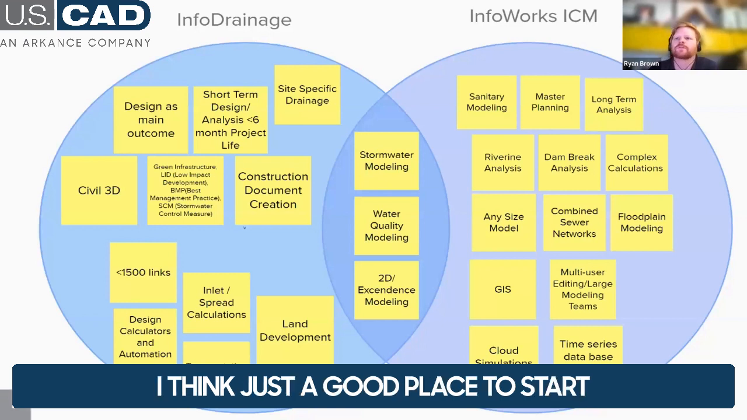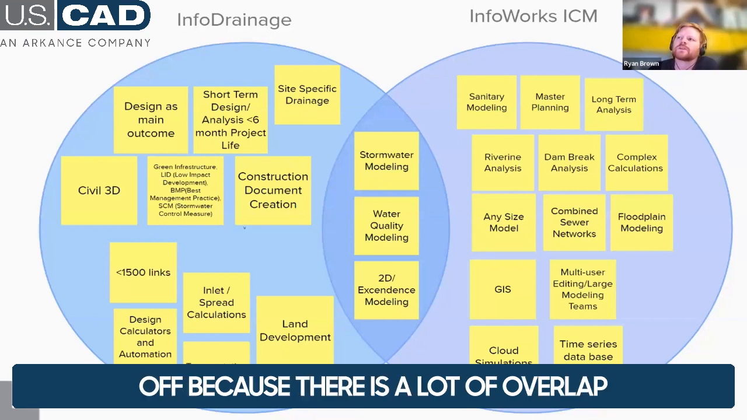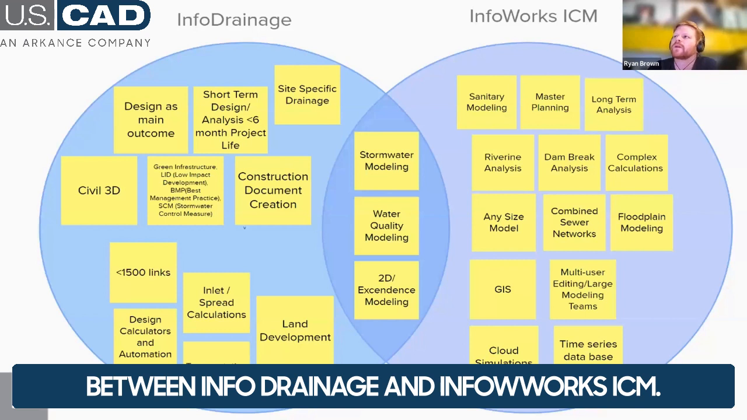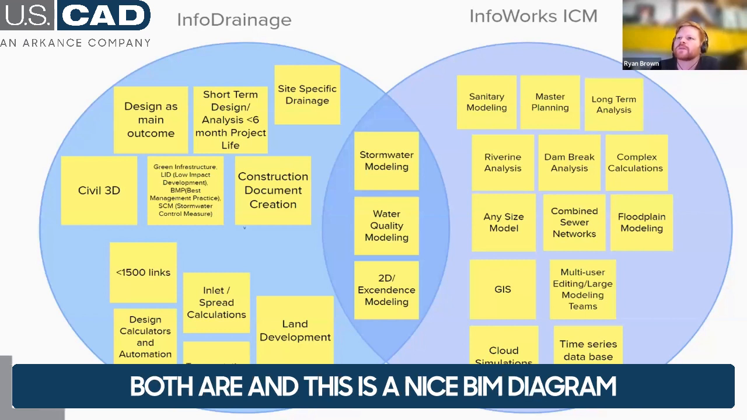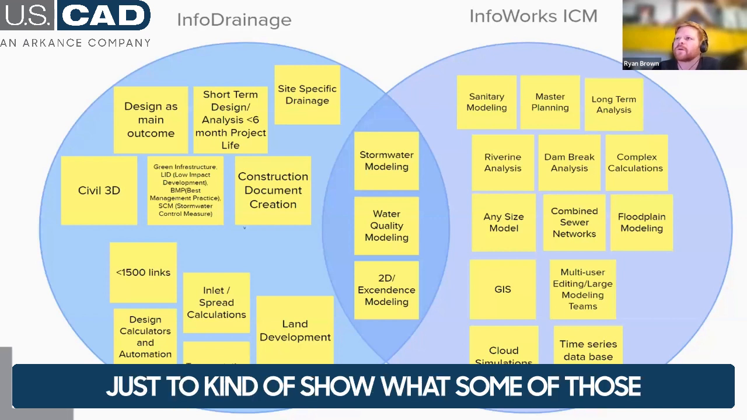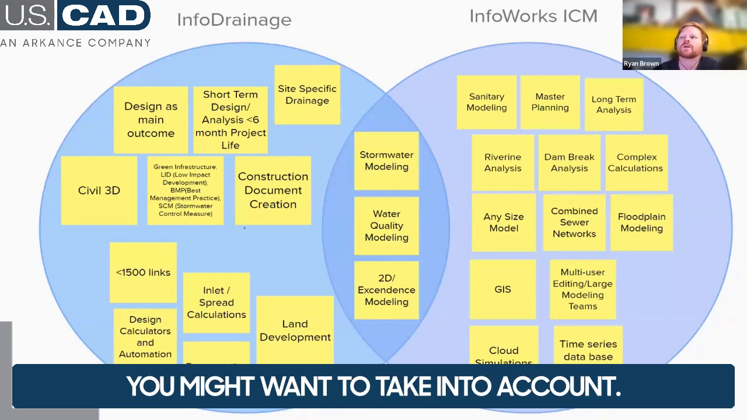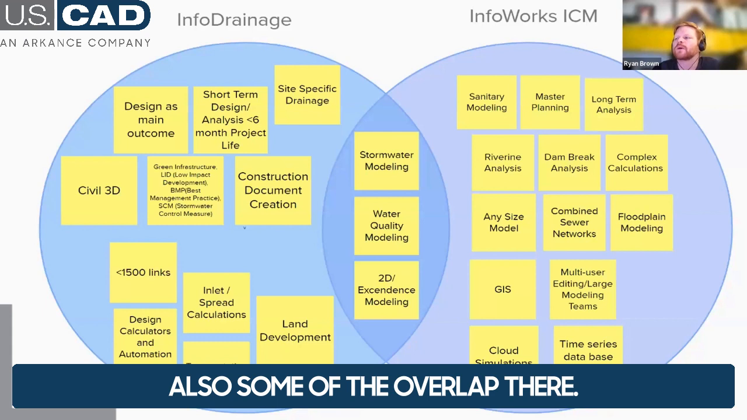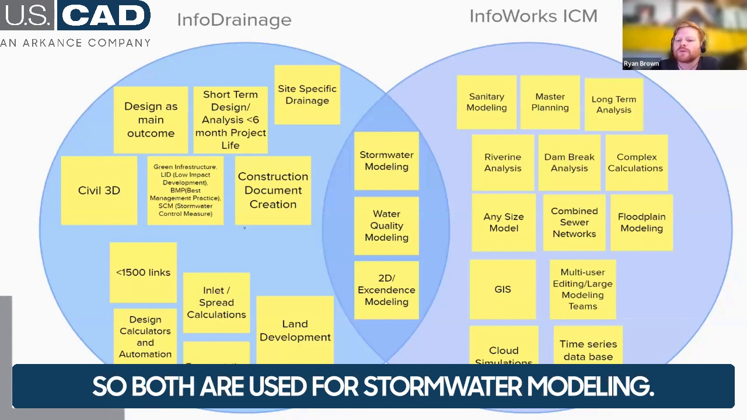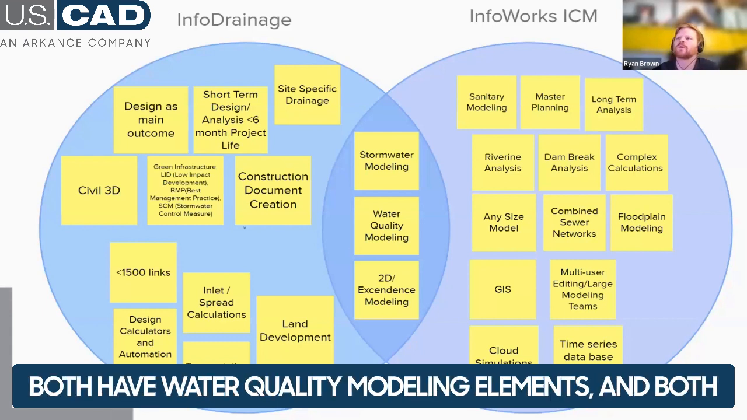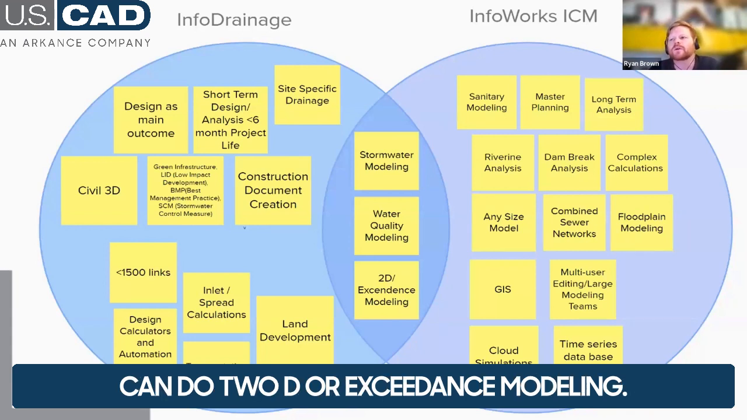I think just a good place to start off, because there is a lot of overlap between InfoDrainage and InfoWorks ICM, and this is a nice Venn diagram just to show what some of those differences are in terms of considerations of your project that you might want to take into account. Also, some of the overlap there. So both are used for stormwater modeling, both have water quality modeling elements, and both can do 2D or exceedance modeling.